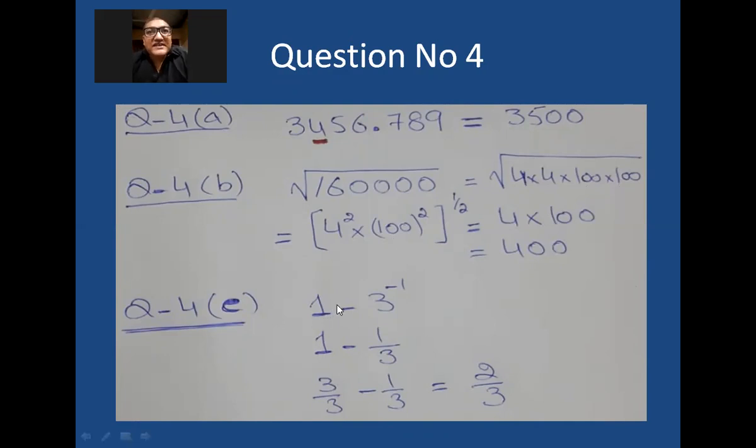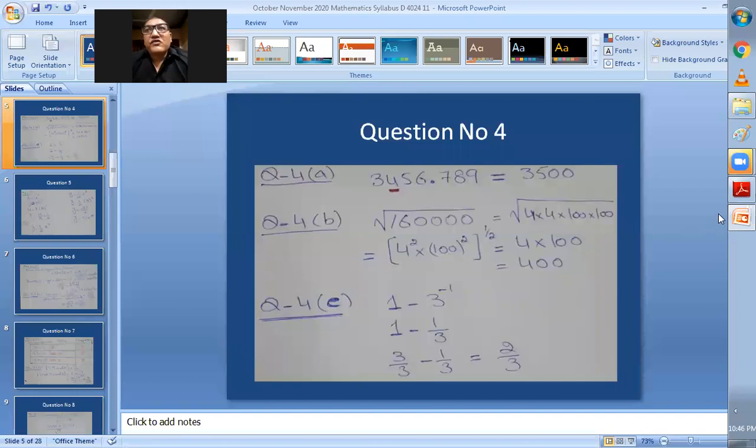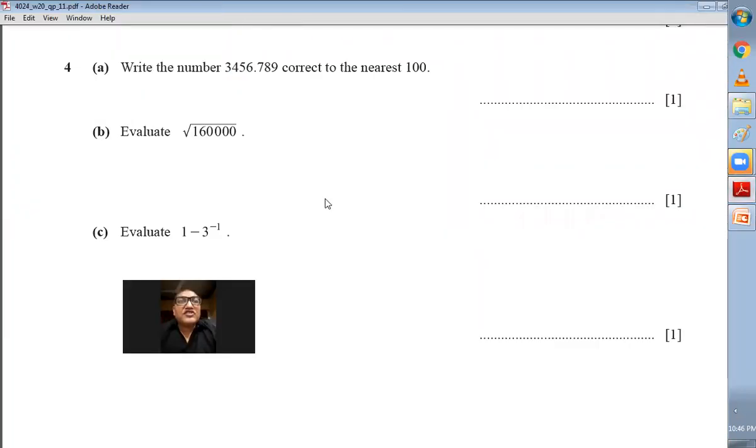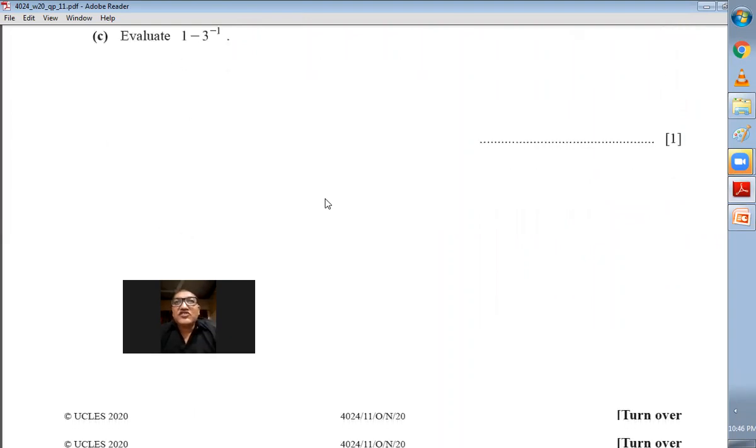And the C part is 1 minus 3 raised to the power minus 1. Because its power is negative, I will take it downstairs. So it will become 1 by 3. When it goes down, its power will become positive. Then I made the denominator the same. So I will have 3 minus 1, that's 2, divided by 3. So the final answer is 2 by 3. So that was question number 4, part C. Okay, so we are done with question number 4.